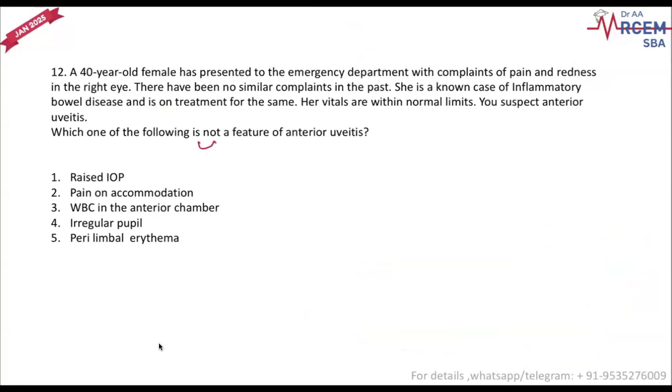They're basically asking here, which is not a feature of anterior uveitis. Pain on accommodation, WBC in the anterior chamber. Yes, it is seen because it's an inflammatory disorder. Irregular pupil, yes. Perilimbal, also known as circumcorneal erythema, yes, seen. These are all suggestive of an anterior uveitis. Raised intraocular pressure is not a feature of anterior uveitis.